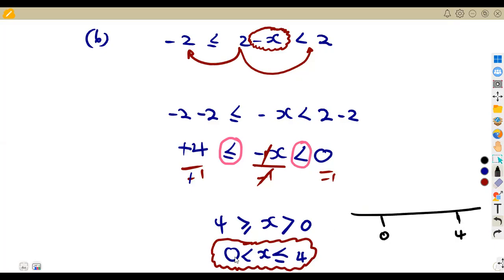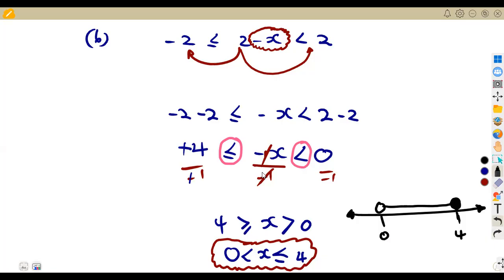At 0, there's nothing that you're going to do. It's a greater than, so just draw a circle. But at 4, there's an equal to. Once the equal to is there, we're going to shade the circle. So this time we shade the circle at 4. Then we can join. So that's how you can present your number line. It is very, very important that you understand your number line from the presentation of numbers.